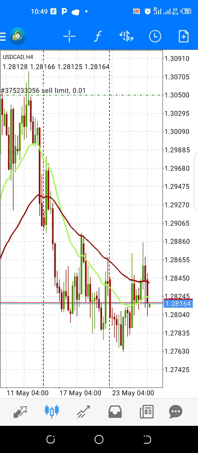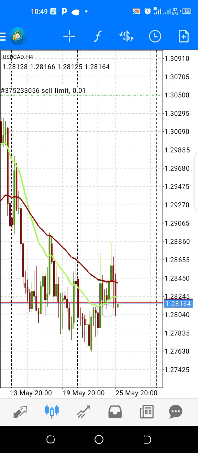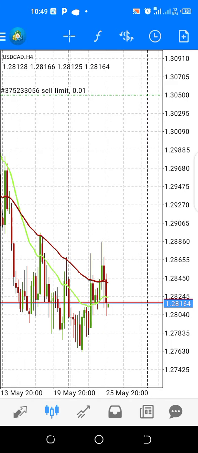So I hope this will help you take your trade signals a lot more effectively, and also help you manage your trade in terms of stop loss and take profit.